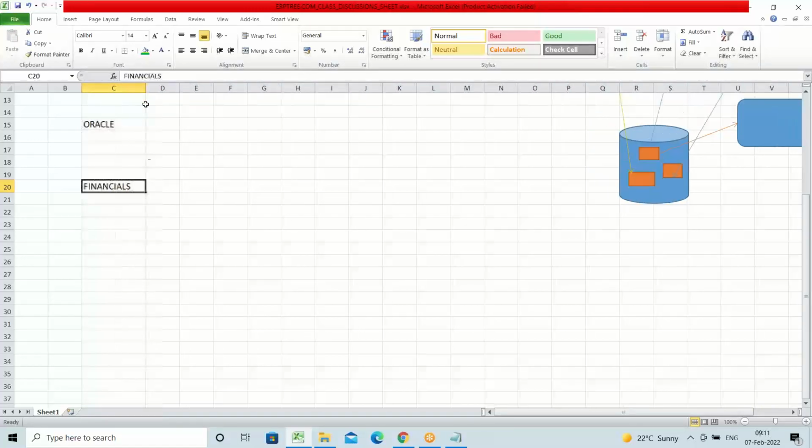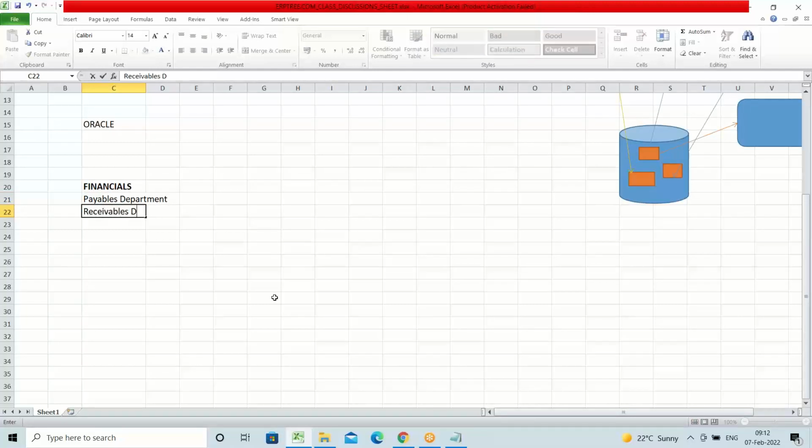Finance, when I talk about finance, we can say it is a department. Within that finance department, there will be some sub-departments. There will be a payables department as a part of financials, the receivables department, the assets department, and the cash department.